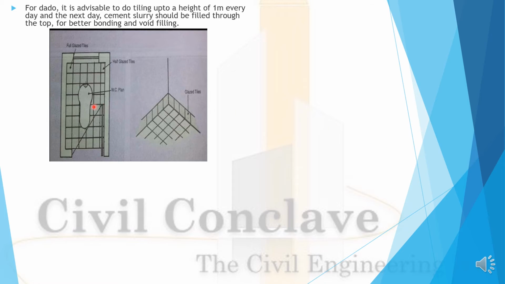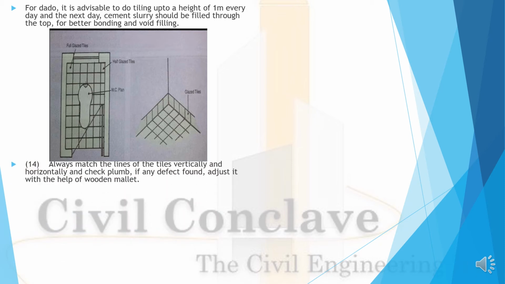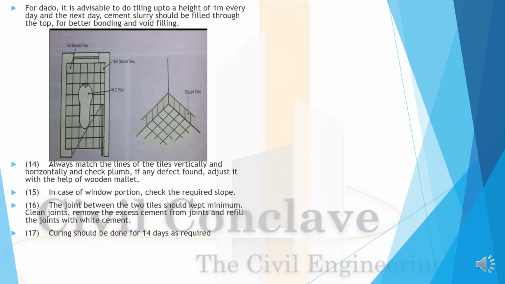See, this is the image which will show you how this tiling has to be done. The pan should be centrally located. Okay, this is a glazed tile, tiers have been marked. Always match the lines of the tiles vertically and horizontally and check the plumb. If any defect is found, adjust it with the help of the wooden mallet.